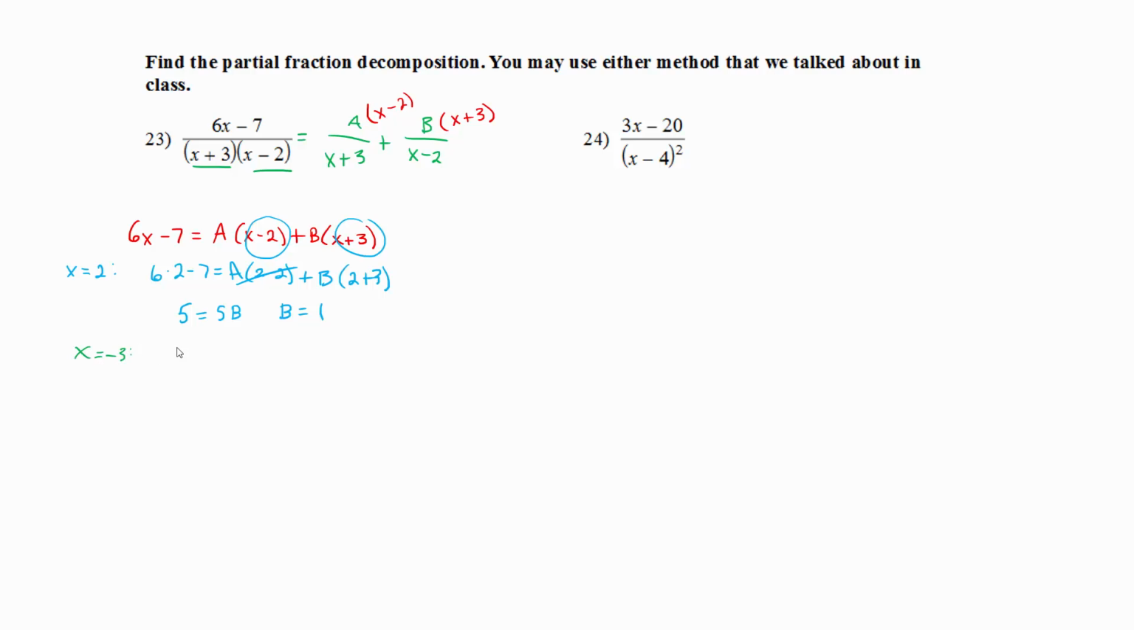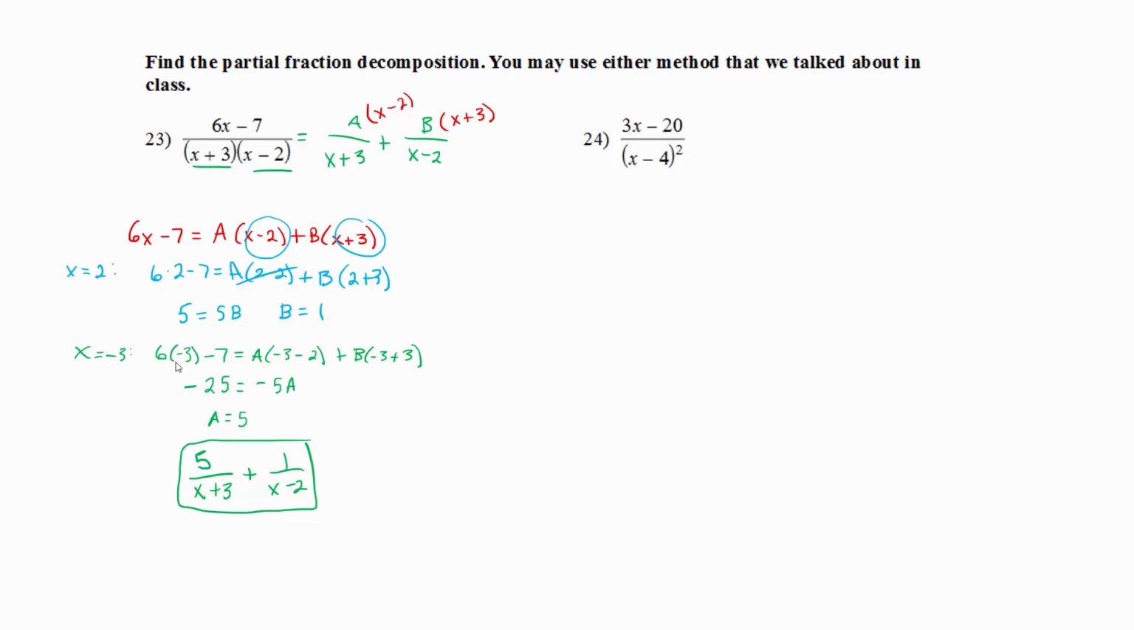So now we're going to use negative 3 because it's going to make our other parentheses 0. So 6 times negative 3 minus 7 equals a times negative 3 minus 2 plus b times negative 3 plus 3. So this is negative 18 minus 7, which is negative 25, equals negative 5a. So we divide both sides by negative 5 and get 5. Now we finish this off by rewriting our fraction. This is 5 over x plus 3 and plus 1 over x minus 2.